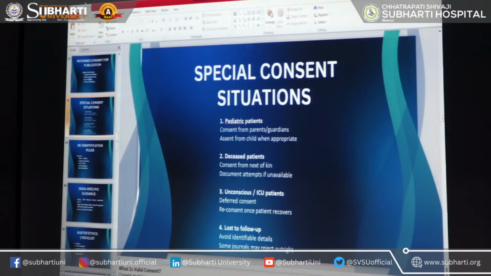Second, a deceased patient. Suppose your data is derived from a patient who had been under your treatment and now the patient is no more. He or she is deceased. So we need to have consent from the next of kin and gather documents if available. Third, unconscious ICU patients. Deferred consent. Reconsent when the patient recovers, and for patients lost to follow-up.